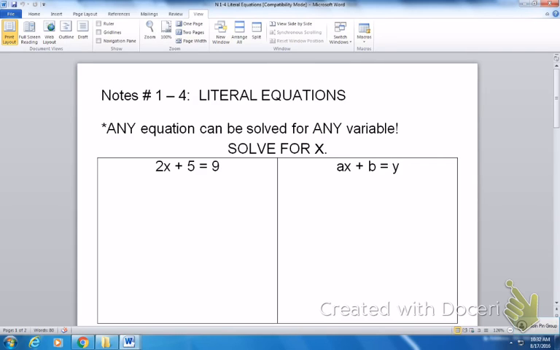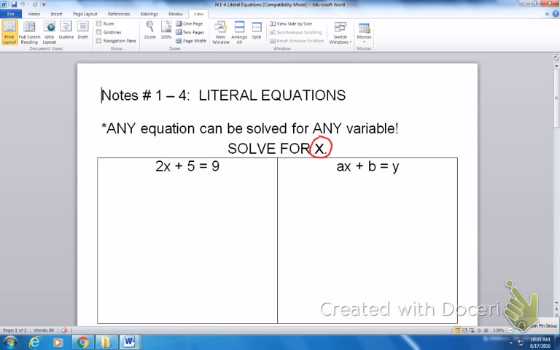So we're going to start off with 2x plus 5 equals 9, okay? And if you look to the right of that, you say ax plus b equals y. It's like I replaced 2, 5, and 9 with a, b, and y, and we're basically going to do the same thing. Our goal is to solve them for x, okay? So let's look at 2x plus 5 equals 9.